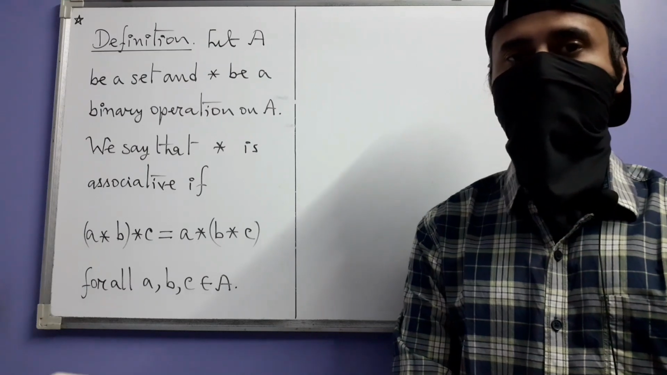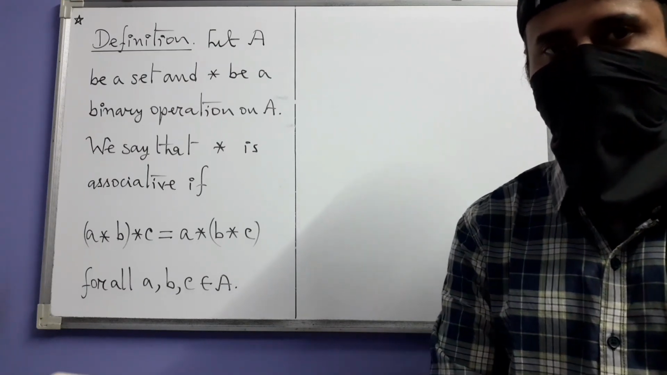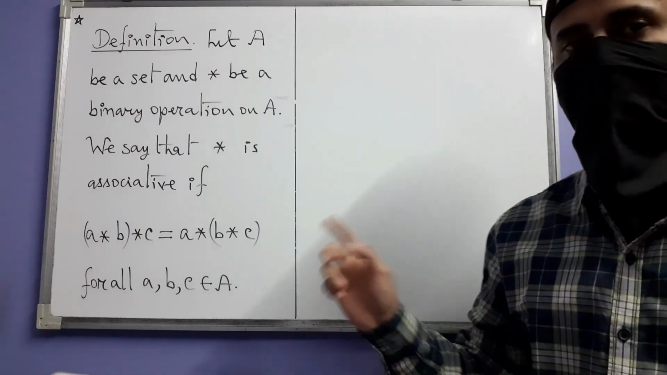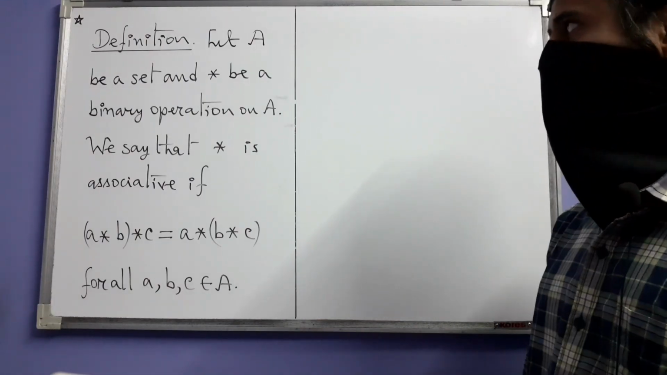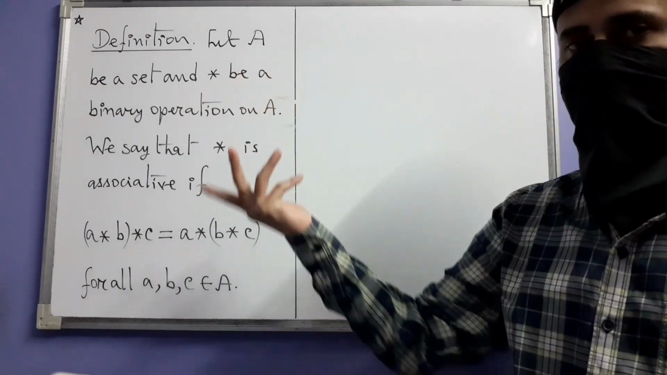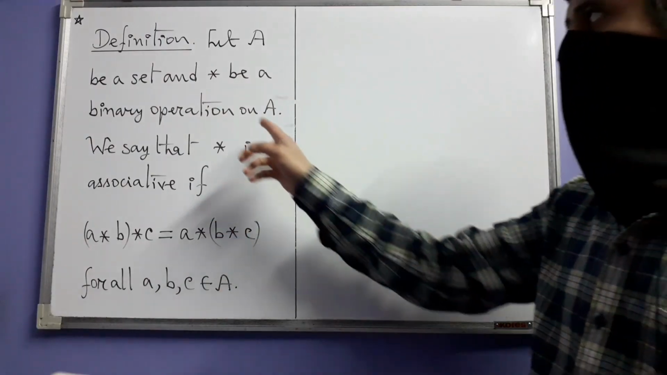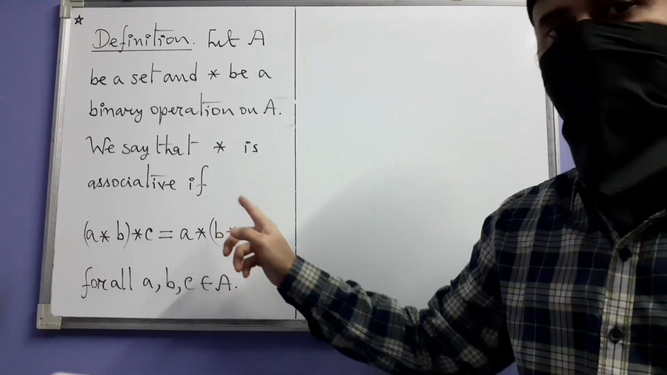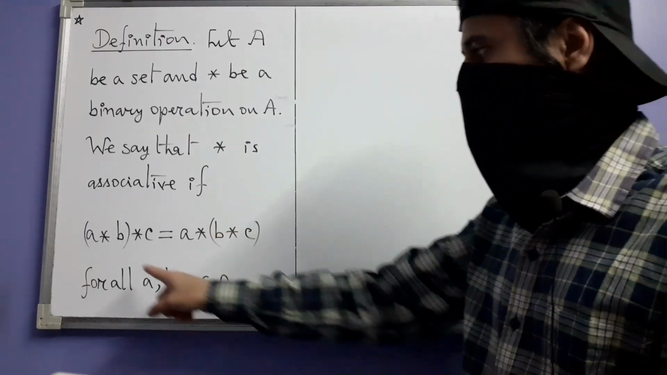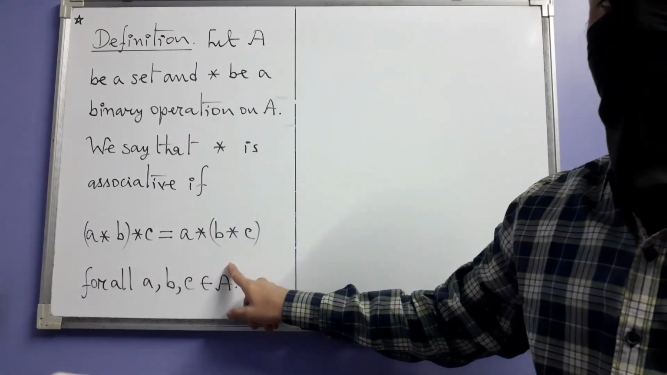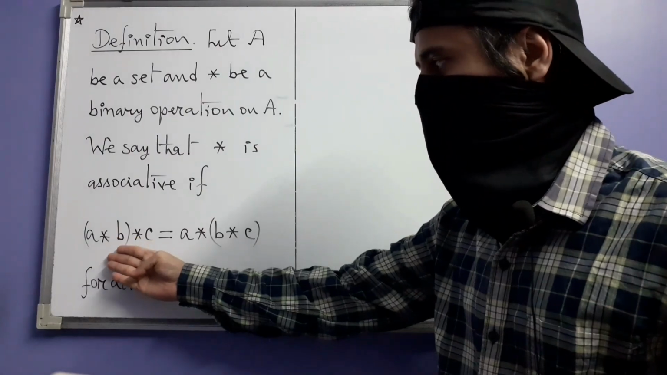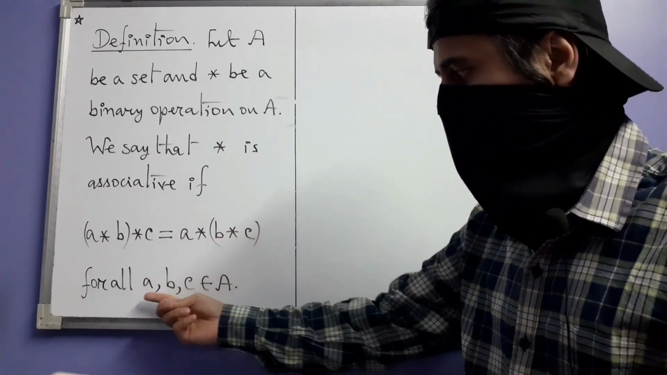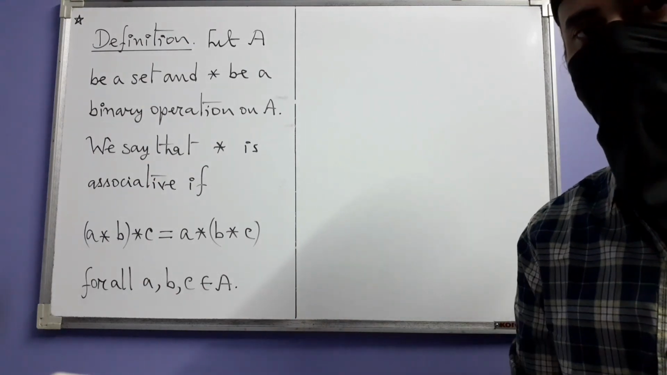In the last video, we saw how a binary operation can be commutative. Next, we have something else, associativity. Let A be a set, non-empty set of course in this context, and let star be a binary operation on A. Then we say that star is associative if this equation is true: (a star b) star c equals a star (b star c) for all a, b and c in A.